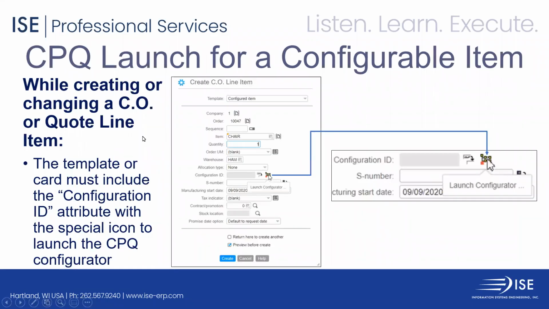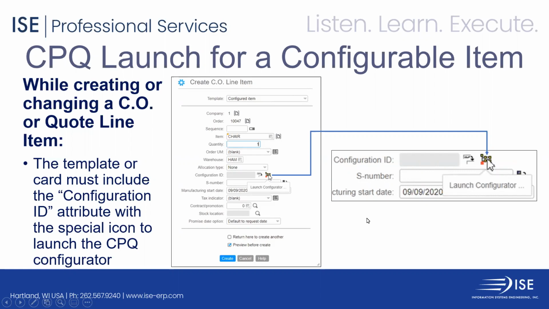What you need to do, though, is not just any CO line item or quote line item template or card will allow the launching. You need to have either a template or a card that contains this special icon. I have an exploded view there. Over on the right has 5 little yellow squares and a red square, and that is your CPQ launcher icon, and it's always attached to the configuration ID attribute. That's a special icon, has special meaning. It knows to launch CPQ using the URL that we talked about on the previous slide.